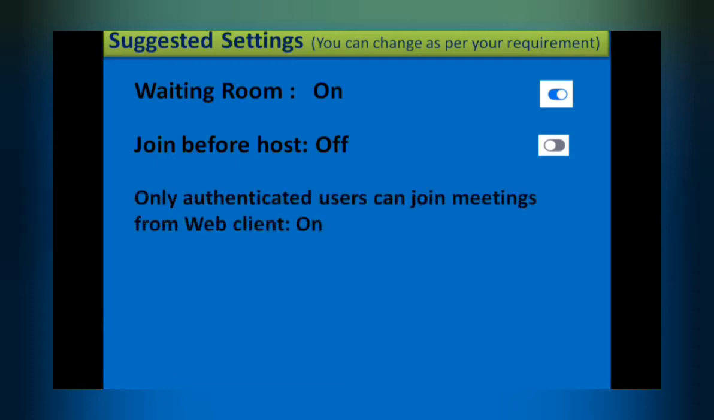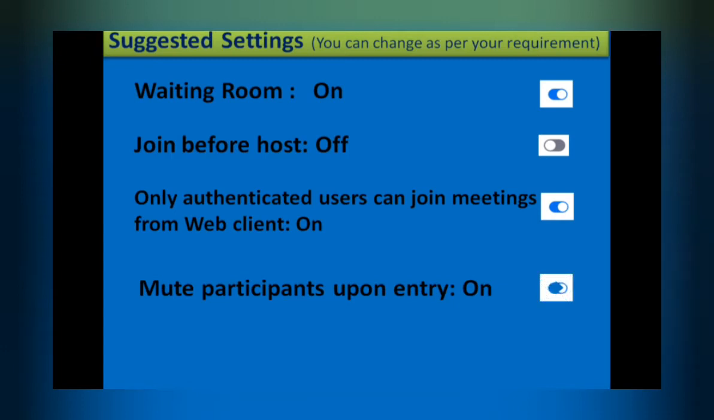Second thing, only authenticated users can join meeting from web client. It should be on. Otherwise, unauthenticated people can join your meeting and they can do wrong things. Mute participant upon entry must be on, because when they are entering, sometimes they are not in the mood of a meeting, so they must be muted at the beginning.